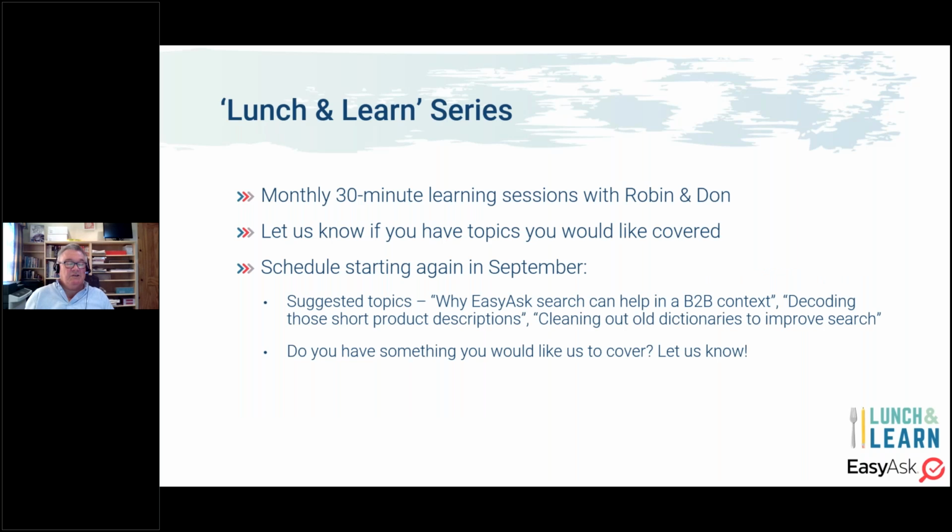And I mentioned the Lunch and Learn is going to be starting again in September, and the sort of topics that we've got suggested so far are things like why EasyAsk search can help in a B2B context. We'll be looking at all of the features related to B2B, like restricted catalogs, dynamic pricing, all of those sort of complications of B2B, and we're going to do a webinar on that. Decoding those short product descriptions. I know many of you have descriptions for your products which are coming from the ERP in a not particularly friendly form. They're full of acronyms and symbols that mean something to somebody, but not everyone knows what they are. And so we can show you how you can actually decode those and make life much easier for your end users. And finally, cleaning out your old dictionaries to improve search.